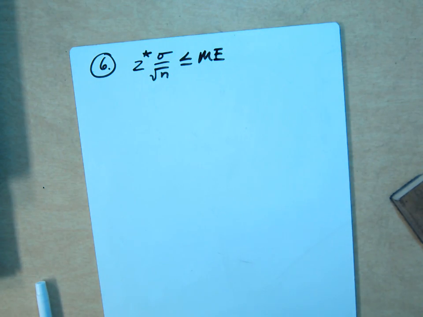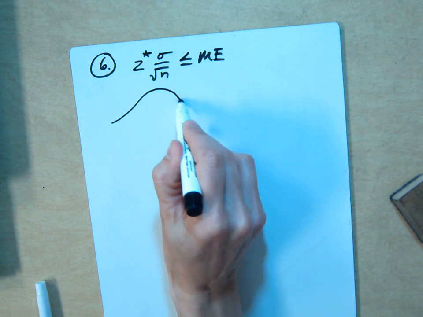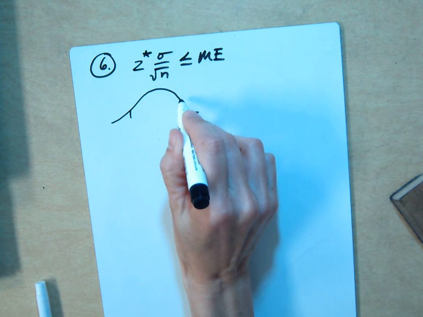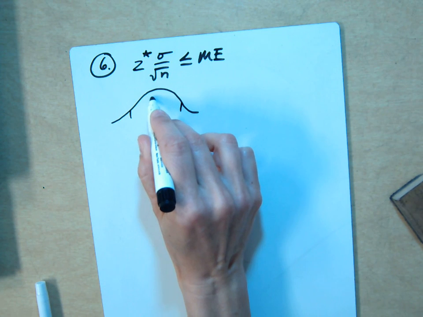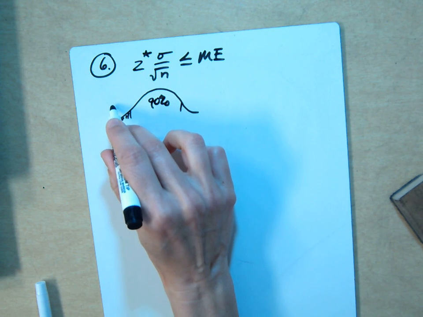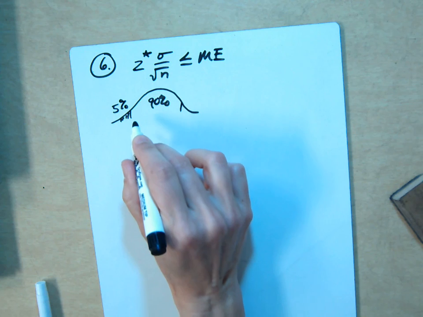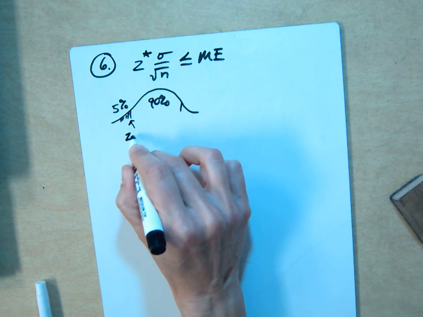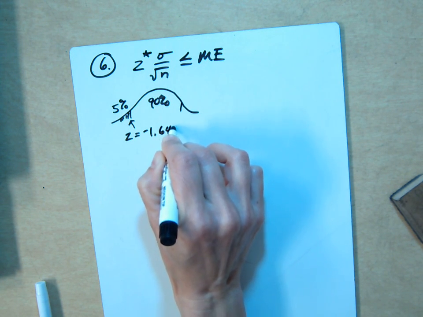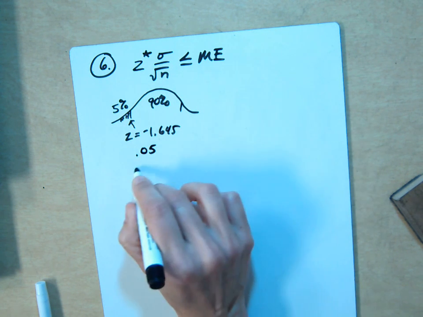So how do we find, let's just review how we find z-star. So we want a 90% confidence interval. So that leaves how much on the tails? 90%. So we have 5% on the tails. So we're going to look up in your table A, and the z-score should be negative 1.645. So you can look up 0.05 in table A.